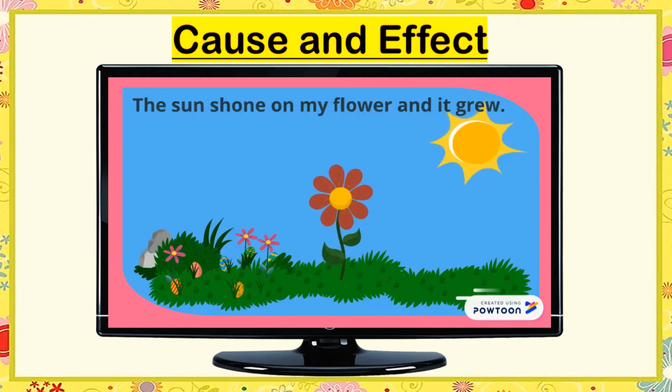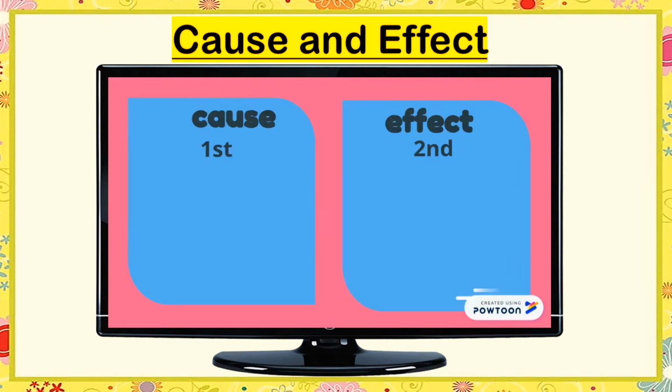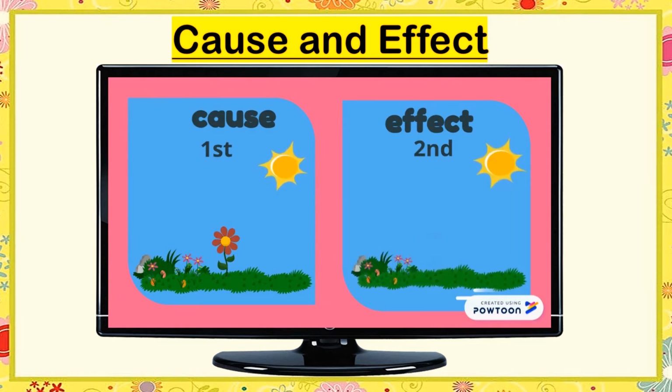Here's another. The sun shone on my flower and it grew. In the sentence, the sun shone on the flower first, which makes it the cause, and as a result, the flower grew, which makes it the effect.